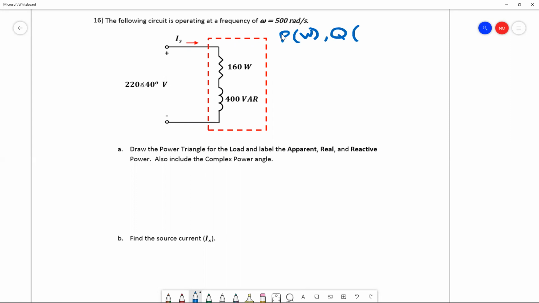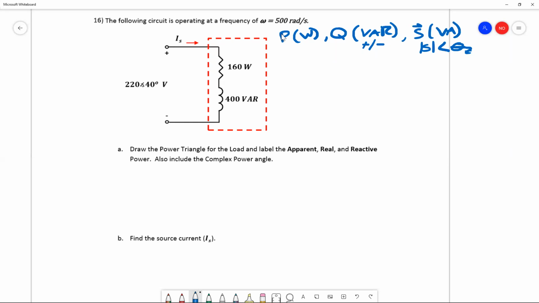Reactive power is labeled in volt amps reactive and can be either positive or negative. Complex power is in volt amps, and it is labeled with a magnitude called apparent power and an angle. It is a phasor. So let's get started with the problem. Draw a power triangle for the load and label the apparent, real, and reactive power.